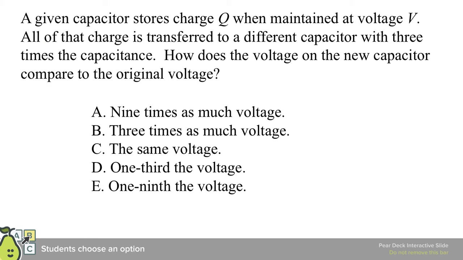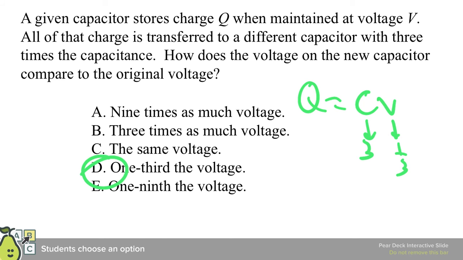A given capacitor stores charge Q when maintaining a voltage V. All of that charge is then transferred to a different capacitor with 3 times the capacitance. How does the voltage on the new capacitor compare to the original voltage? Well, we have Q equals CV. So if C has gone up by a factor of 3, V has to go down by a factor of 3. It's 1/3 as much.